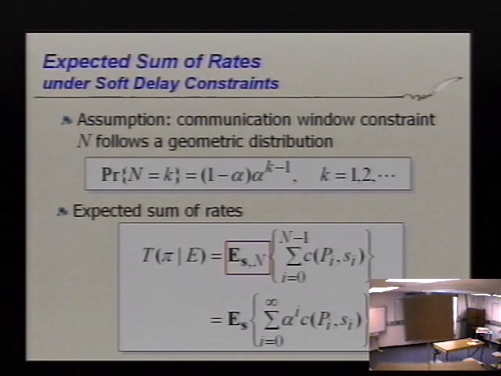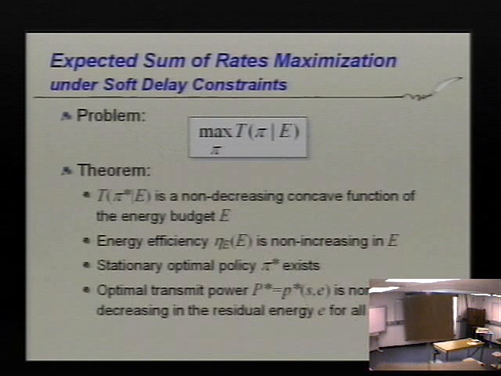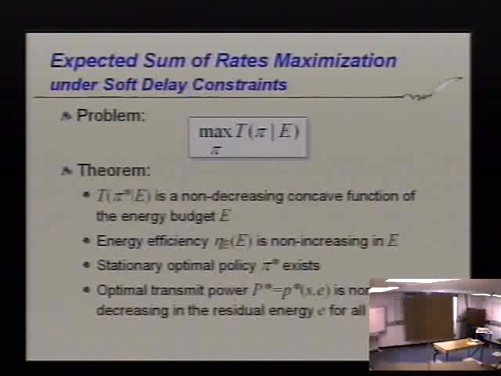This expected sum of rates turns out to be this equation, and by observing this equation, alpha can be treated as a delay penalty. The reward is discounted by a factor alpha in the subsequent blocks, so it is like a penalty imposed on the communication, and the penalty is bigger when alpha is smaller. So we call this the soft delay constraint case, and our problem here is to find the optimal transmission policy that maximizes the expected sum of rates. You also have these abandonment models and stuff, people give up.